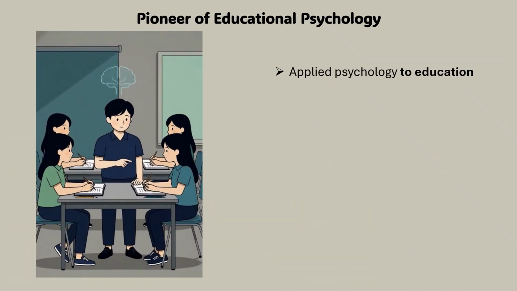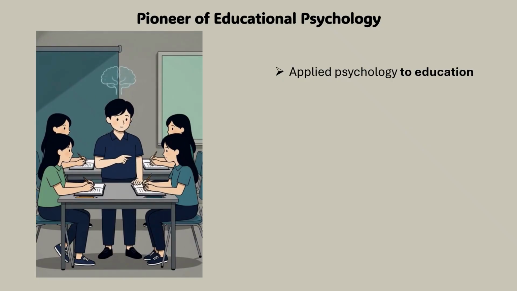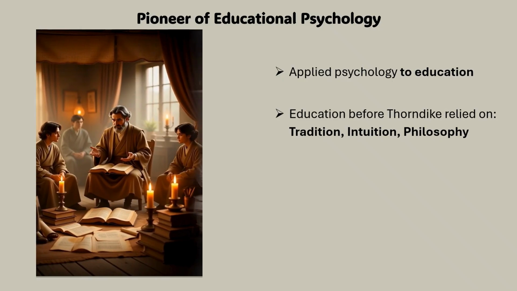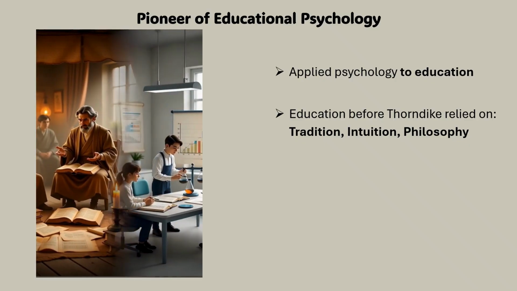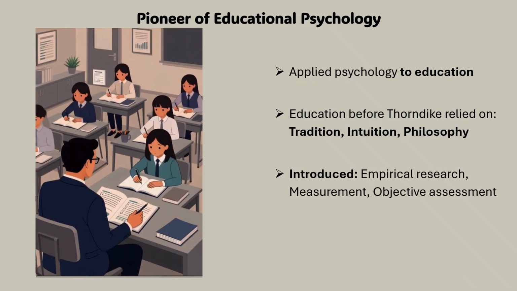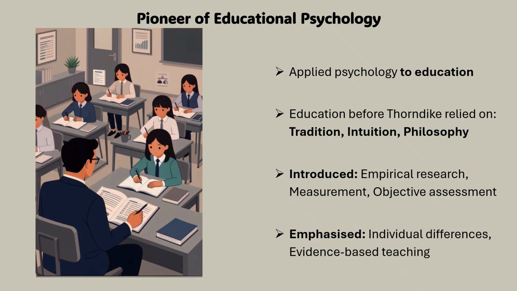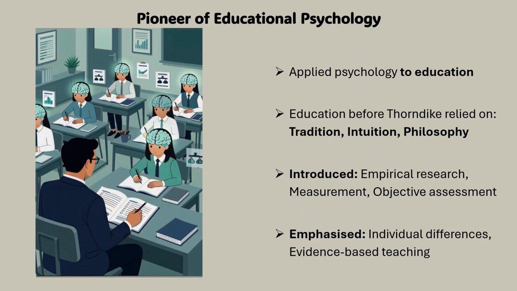Thorndike is credited with pioneering educational psychology, the application of psychological principles to teaching and learning. Before his work, education was largely based on tradition, intuition, and philosophical ideas. Thorndike transformed this approach by introducing empirical research and systematic measurement. He strongly advocated for objective assessment, recognition of individual differences, and evidence-based teaching methods, laying the foundation for modern educational practices.